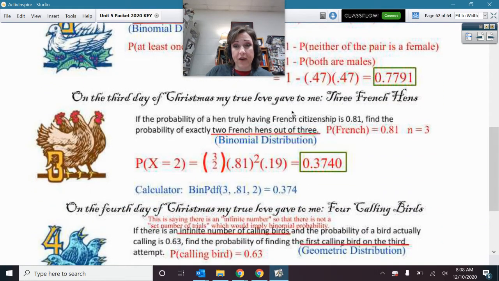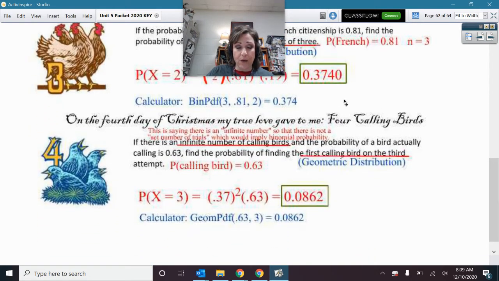Okay, and then this next one, we have our 3 French hens. The probability that the hens have a French citizenship is 0.81. We want to know the probability of exactly 2 out of the 3 hens. Because it's a set number n, it is a binomial distribution. So I want the probability of exactly 2. Here's the formula: 3 combinations of 2, the French probability squared, and then one of the not French. Here's how I put it in my calculator. It's exactly this or exactly that, so PDF is what you do. And so there is how we calculated that.